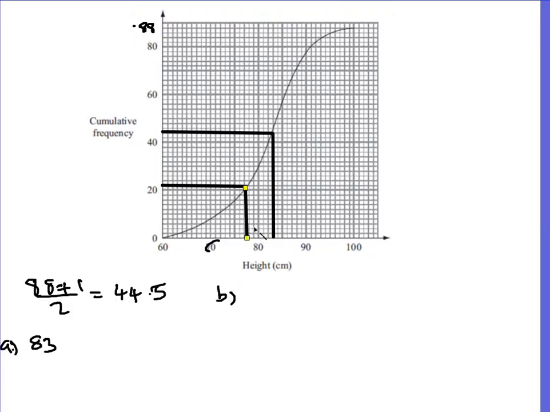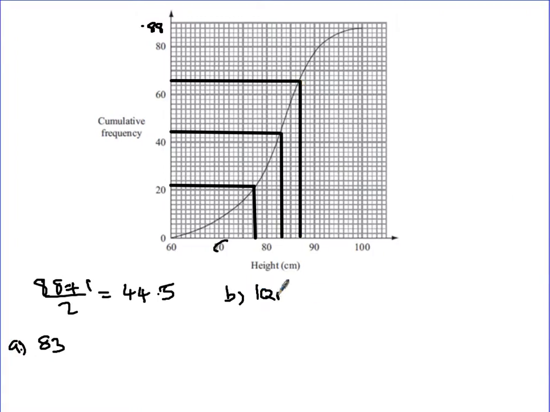And go up. And do the same thing here at 66. And again go down. So the interquartile range then is 87 take off 77. Now I then get 10. Actually the answer is 9.